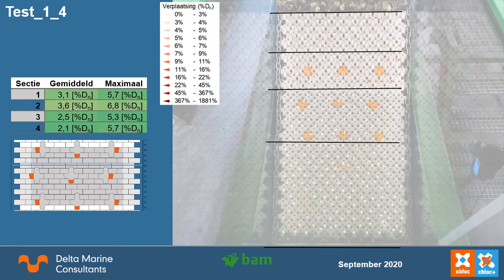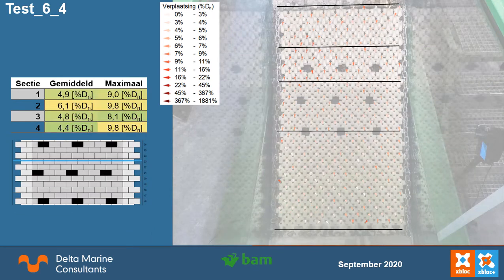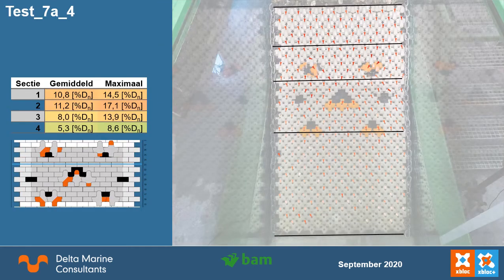And here test 1-4, where really not a lot happened, very small settlements. Then we go to test 6, where the blocks were extracted by hand before the test. And you can see that this really has a little effect on the settlements. Then we go to the bigger damaged areas as they were built into the model. And you can see that this leads to slightly bigger settlements.